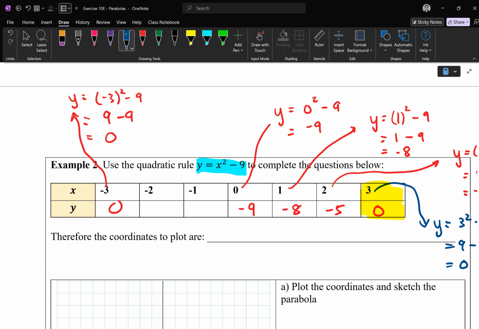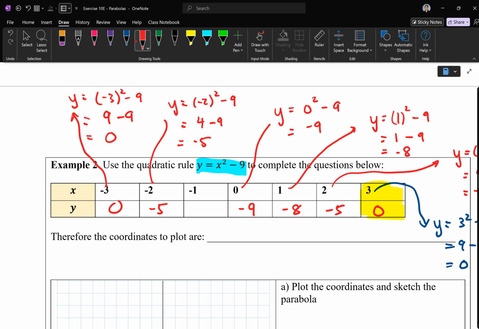Let's try this one. What's negative 2? So y is equal to negative 2 squared minus 9. Negative 2 squared, what is that equal to, Ruby? 4, that is correct. 4 minus 9, and you'll find that the same answer occurs again. So you can see where I'm highlighting. These two are the same. Negative 5, negative 5. So even just looking at this graph here, what should be here? Negative 8. There's a pattern.